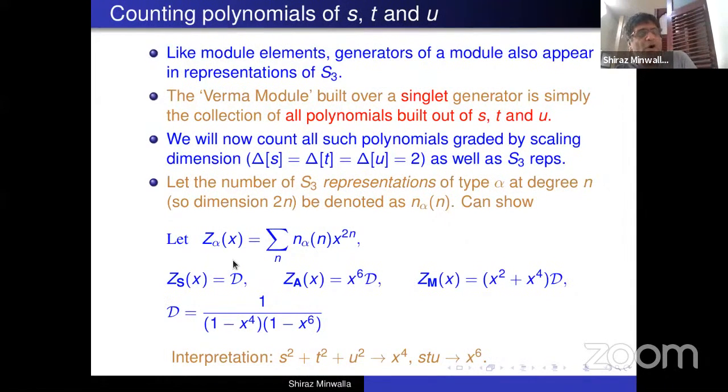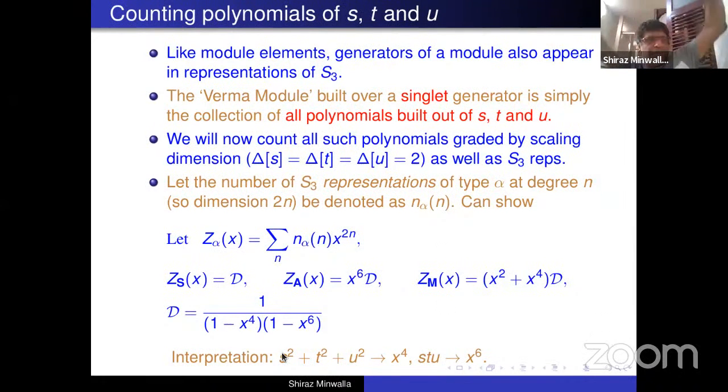So another way of saying it is that the set of all polynomials that are in the singlet representation are simply polynomials of S squared plus T squared plus U squared and STU. Unconstrained polynomials of those guys. And the polynomial partition functions in other representations also have a factor of D, which comes from the fact that if you've got a polynomial that's in some particular representation, then you multiply it by another polynomial that's in the singlet, it stays in its representation. So these partition functions have very simple structure and take this form.